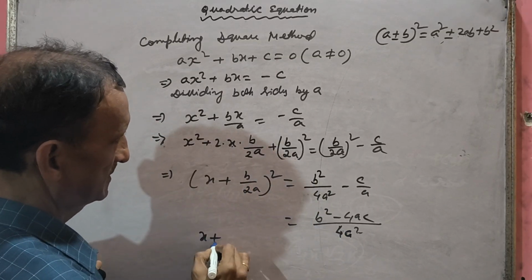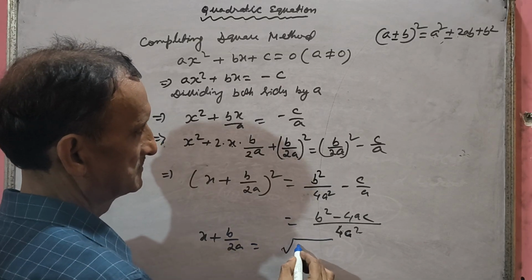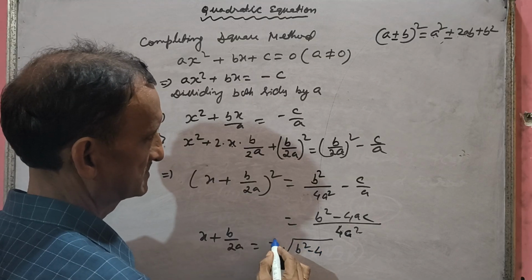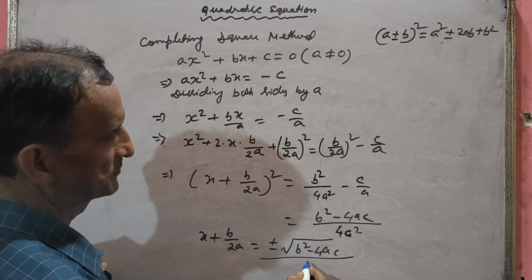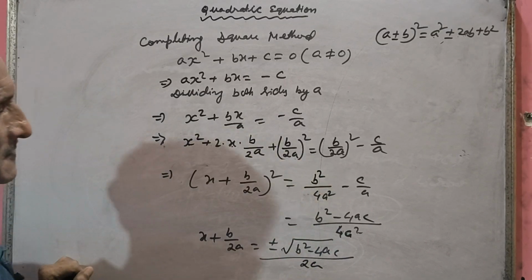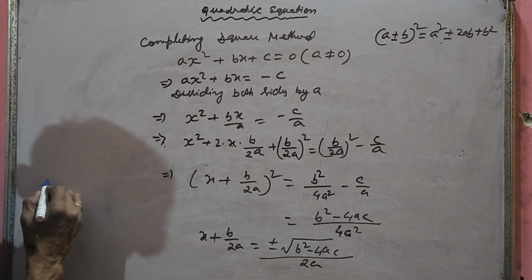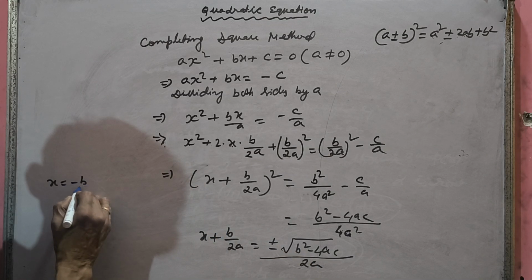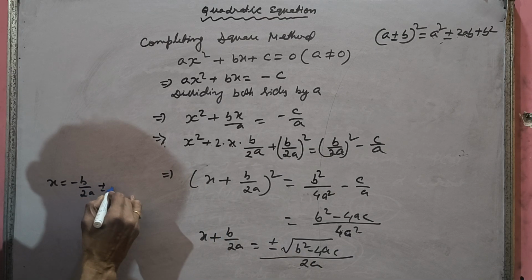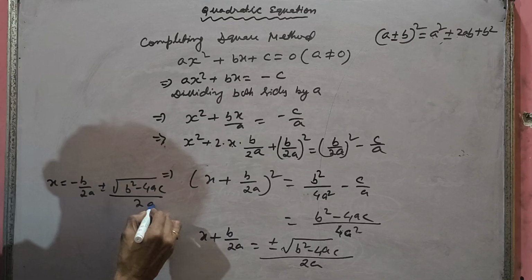Remove the square sign. So what will you get? X plus b by twice a equal to, when we remove the square sign, we give plus minus sign also, you know, and here the square root of 4a square is twice a. Now we are solving this equation. Solving means we are trying to find the value of x. So find x now. Transpose this one to this side. The plus will become minus: b by twice a plus minus under root b square minus 4ac by twice a.